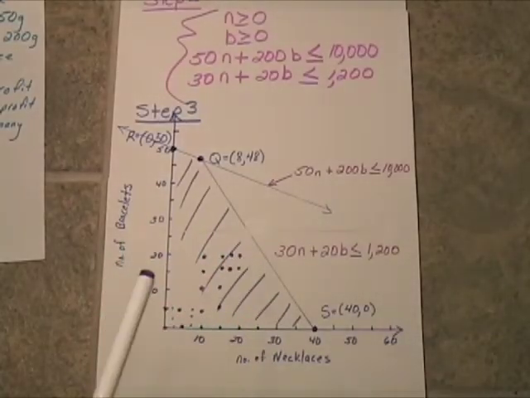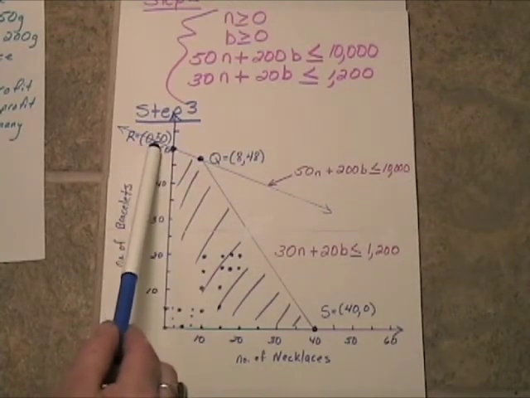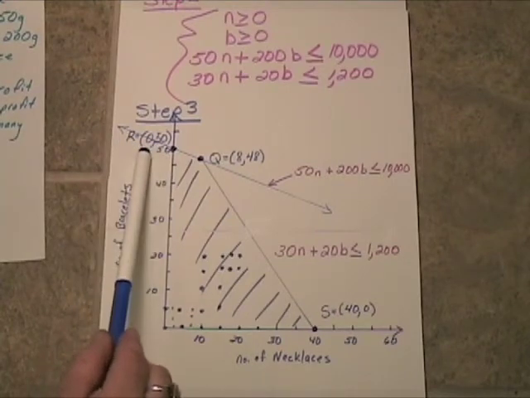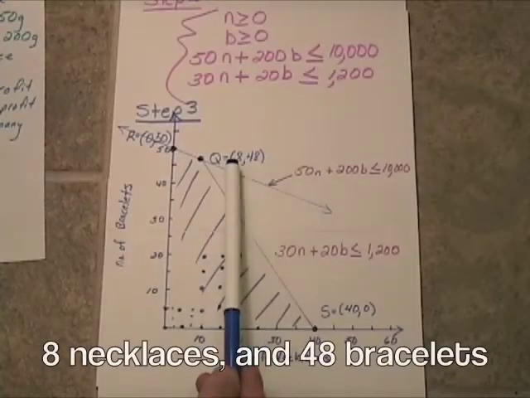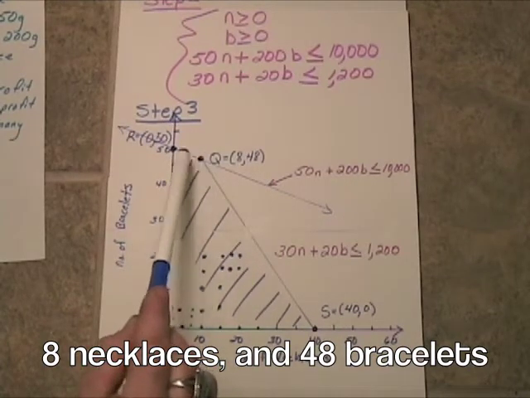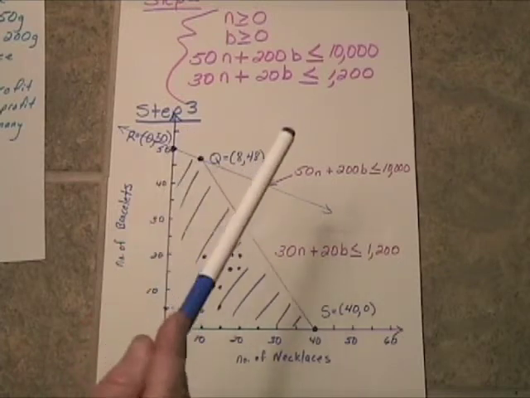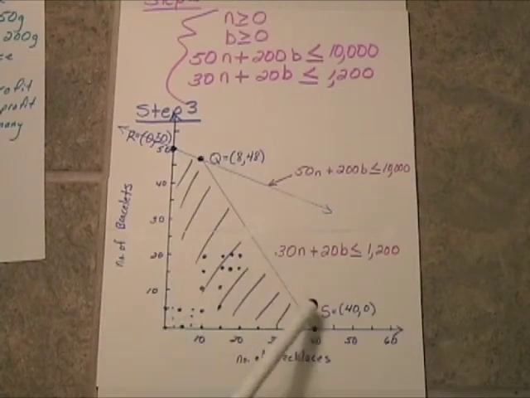There is a feasible region or set, and our vertices are at 0, 50. If we make no necklaces, we can make 50 bracelets. And over here, if we make 40 necklaces and no bracelets. And this other vertex, if we make 8 necklaces and 48 bracelets. And these right here will use up every single bit of our time, all of our minutes, and all of our metal. So these are the vertices of the feasible region.